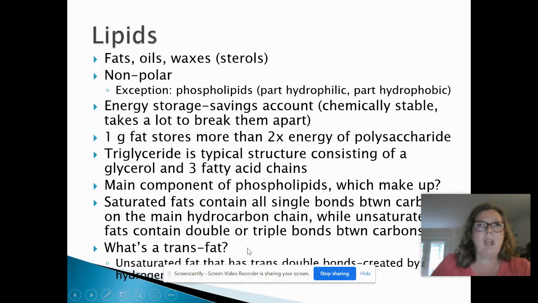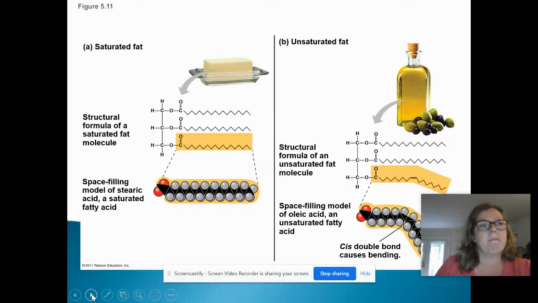So a lot of times companies will make trans fats so that they can say that a product is made from unsaturated fat, even though the product itself is saturated. All right. So here's what I'm talking about.